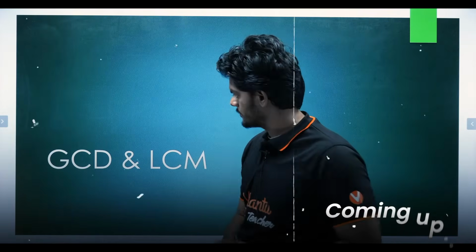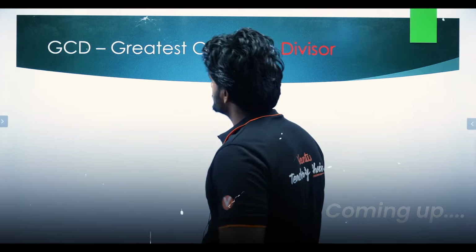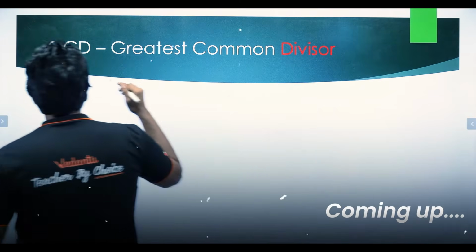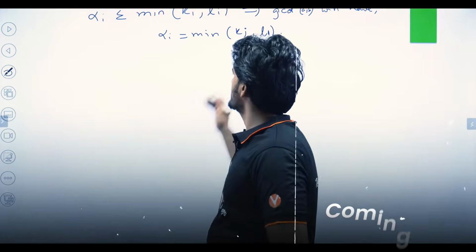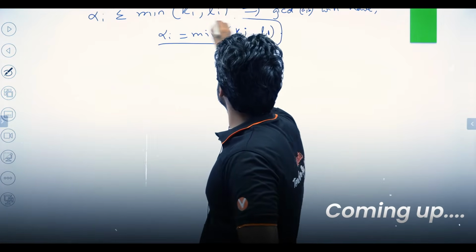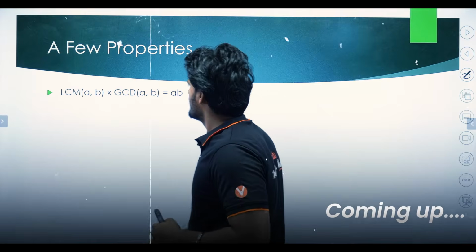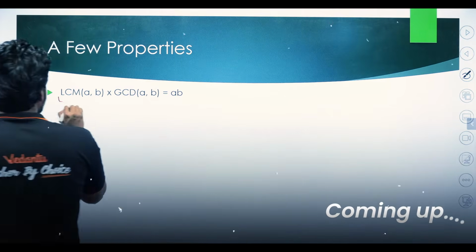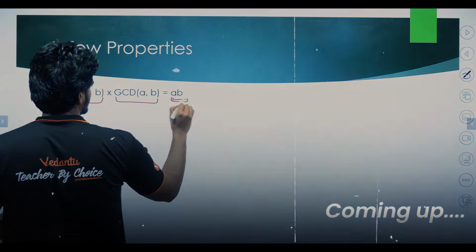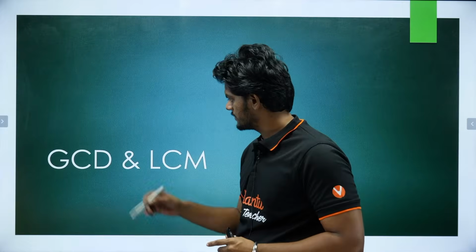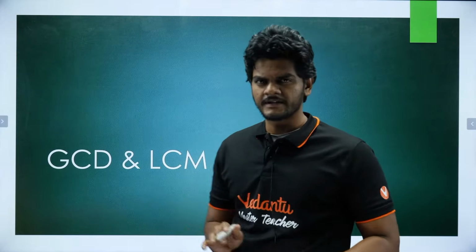We're going to learn about GCD and LCM. The greatest common divisor is very common. Because we want the greatest of them, we are taking alpha i to be the greatest possible, whatever it can take. LCM and GCD, you take the product, and that will be equal to the product of the two numbers. So in today's lecture, we are going to learn about GCD and LCM.